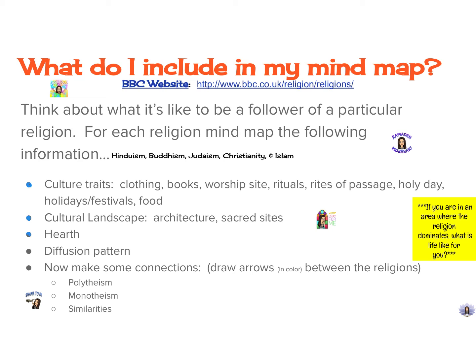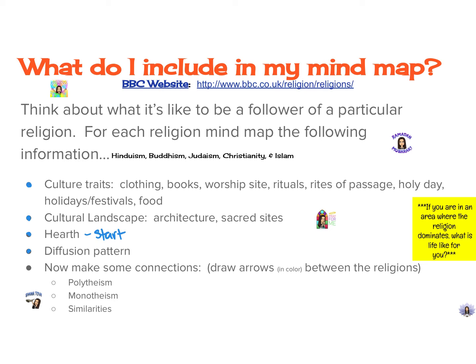Hearth, remember, means that it's the starting place. So where did it start? And the diffusion pattern, which we just talked about. We talked about lots of different types of diffusion for each of these religions. So go back and find that from your notes, or go back and re-listen to the other video that you just watched and include that on there as well.